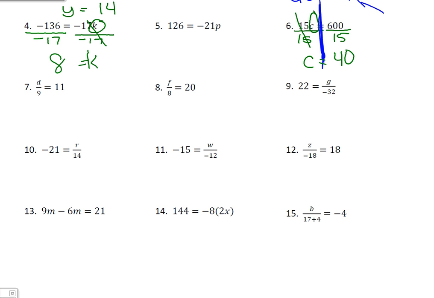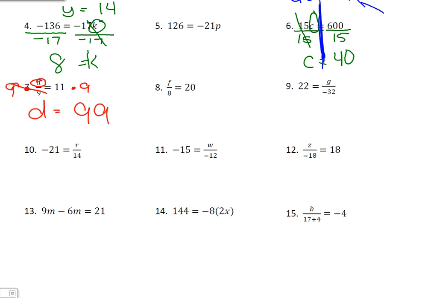When I look at 7, what they did to the letter D was they divided by 9. The opposite of dividing by 9 is to multiply by 9, and we show it as multiply by 9. My 9s will cancel. And again, if I multiply the left side by 9, I multiply the right side by 9. So with my 9s canceling, I'm left with D equals 11 times 9, which is 99. Again, just doing the opposite. Whatever they did, I'm going to undo it.